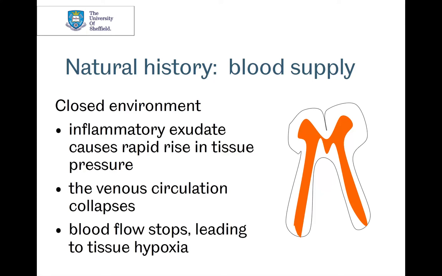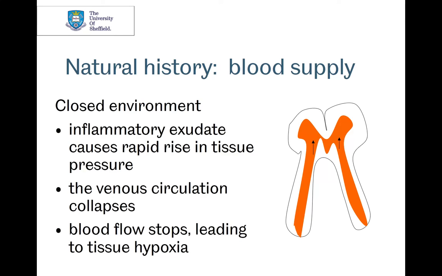Well, the inflammatory exudate, that fluid, causes a rise in tissue pressure. And eventually that tissue pressure will exceed the blood pressure in the veins. And so the veins will collapse, blood flow stops, and then you end up with tissue hypoxia. Hypoxia is only coped with for a certain amount of time, and then the pulp will become necrotic.